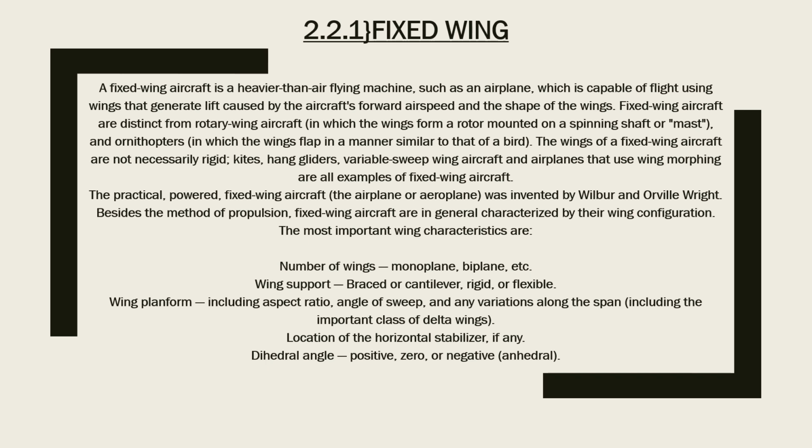The most important wing characteristics are: number of wings, monoplane, biplane, etc.; wing support, braced or cantilever, rigid or flexible; wing platform, including aspect ratio, angle of sweep, and any variations along the span, including the important class of delta wings; location of the horizontal stabilizer, if any; and dihedral angle, positive, zero, or negative.